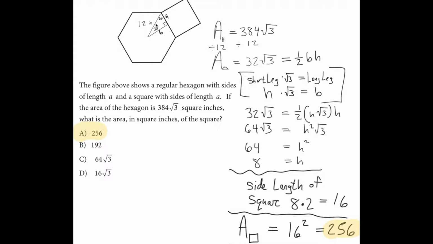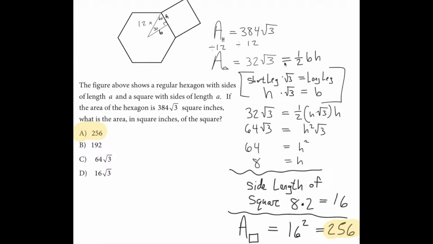I divided it all into 12 pieces. So, translating the variables, instead of the short leg, it's h, and instead of the long leg, it's b. Instead of the area of the hexagon, you could divide it by 12, and the area of the hexagon divided by 12 is just the area of the one 30, 60, 90 triangle. 384 divided by 12 is 32. And so we get the area of the triangle is equal to 32 square root of 3.